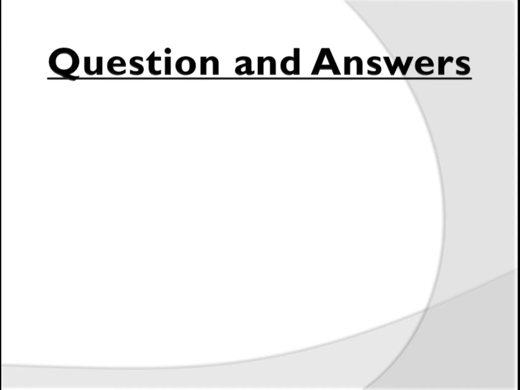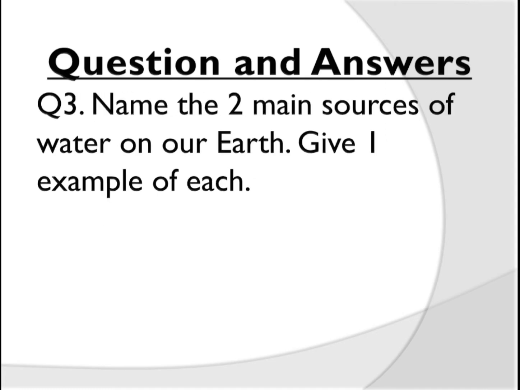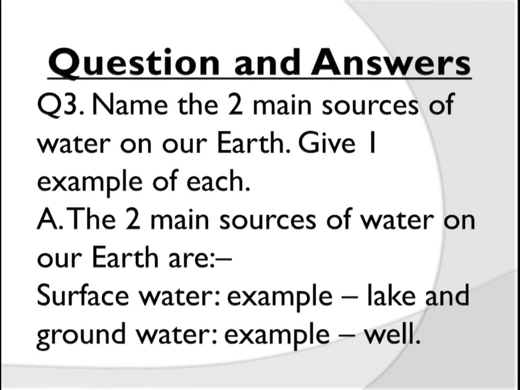Sorry, question answers. You have named two sources of water, two main sources of water on earth. Give one example of each. What are the two main sources? Surface water and groundwater. So the two main sources of water on earth are surface water. And what is the example? Lake. And groundwater, example, well. You can write hand pumps also. Okay, so write this answer in your classwork and please learn it, children.